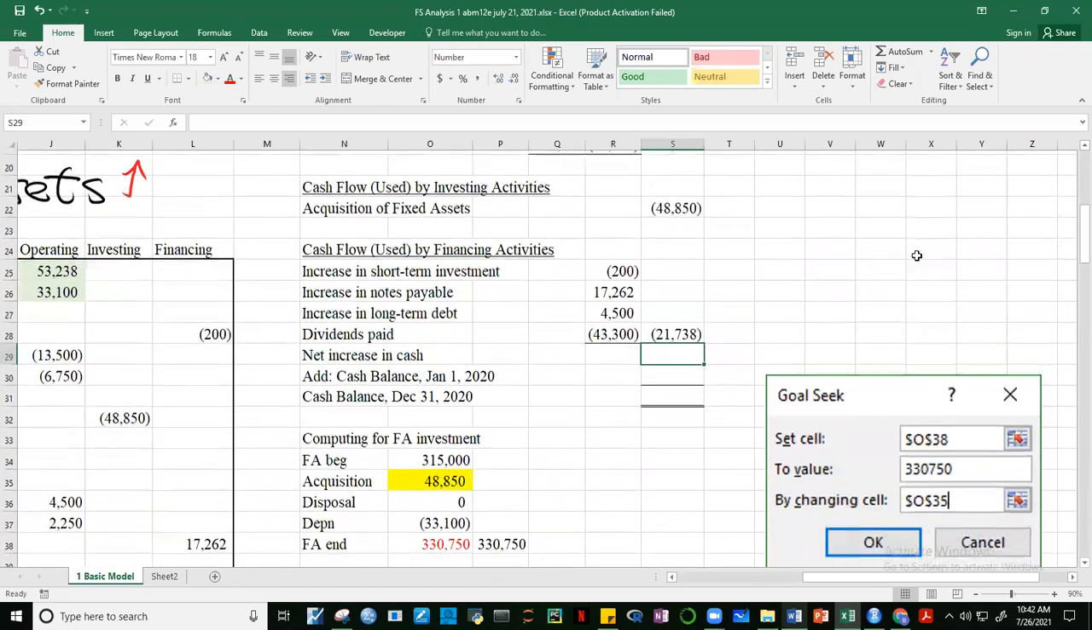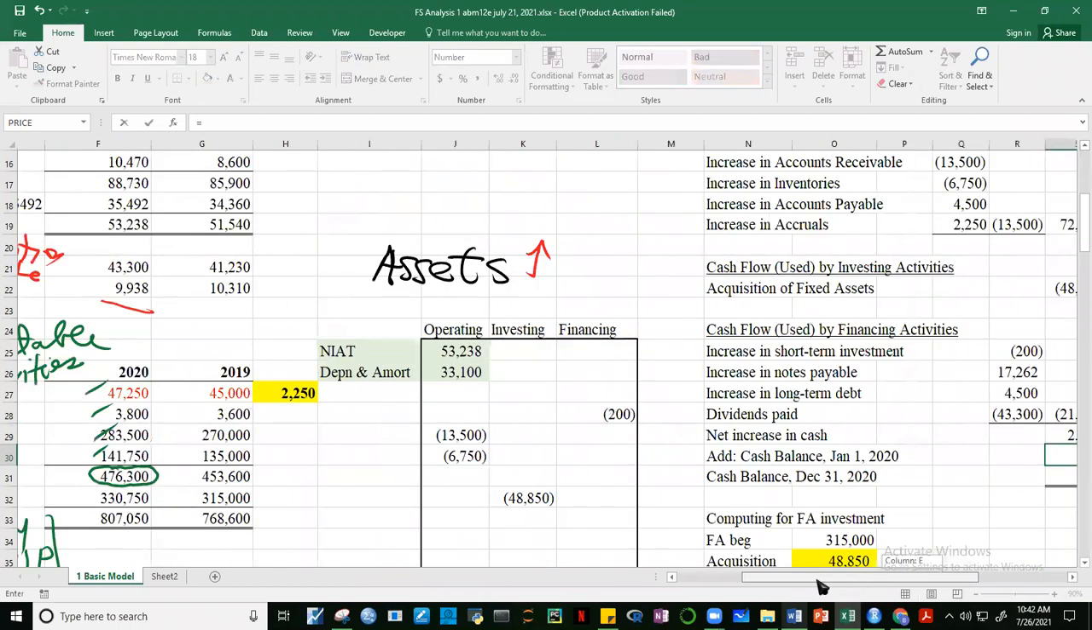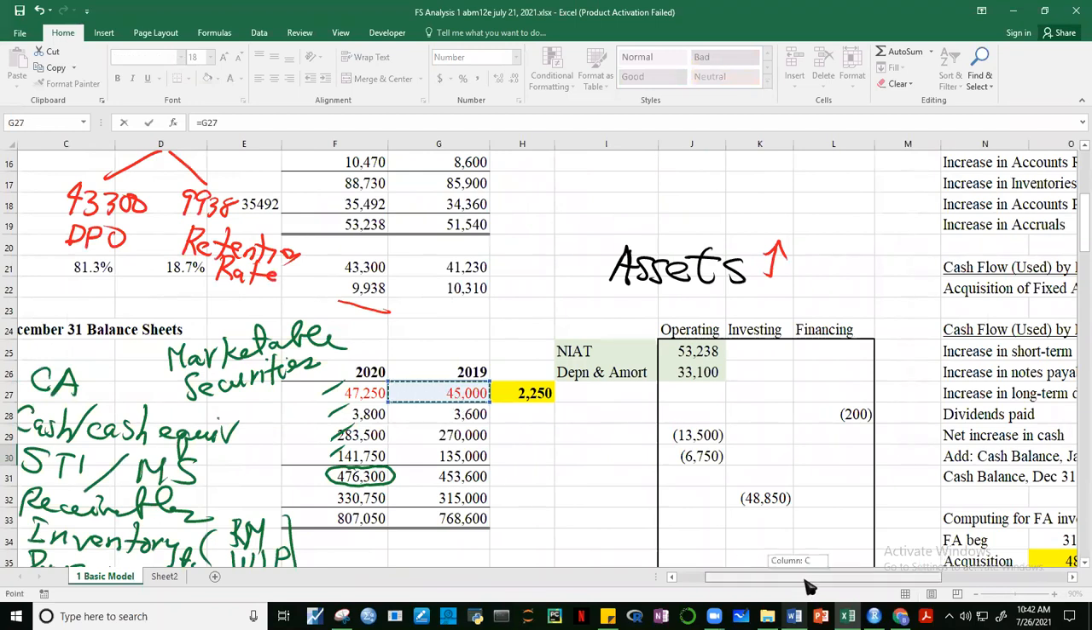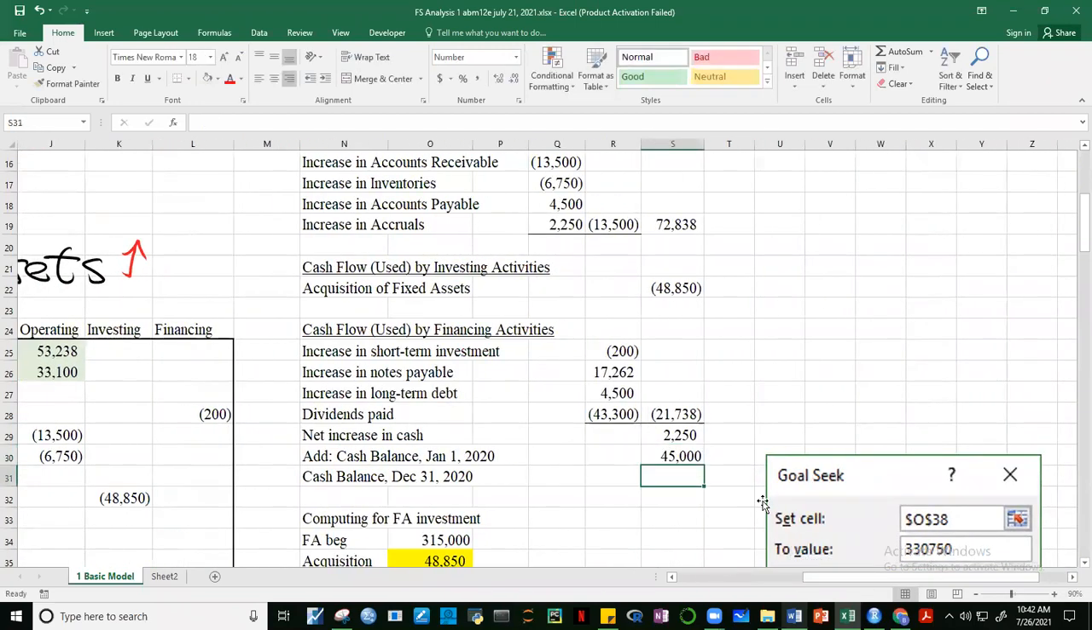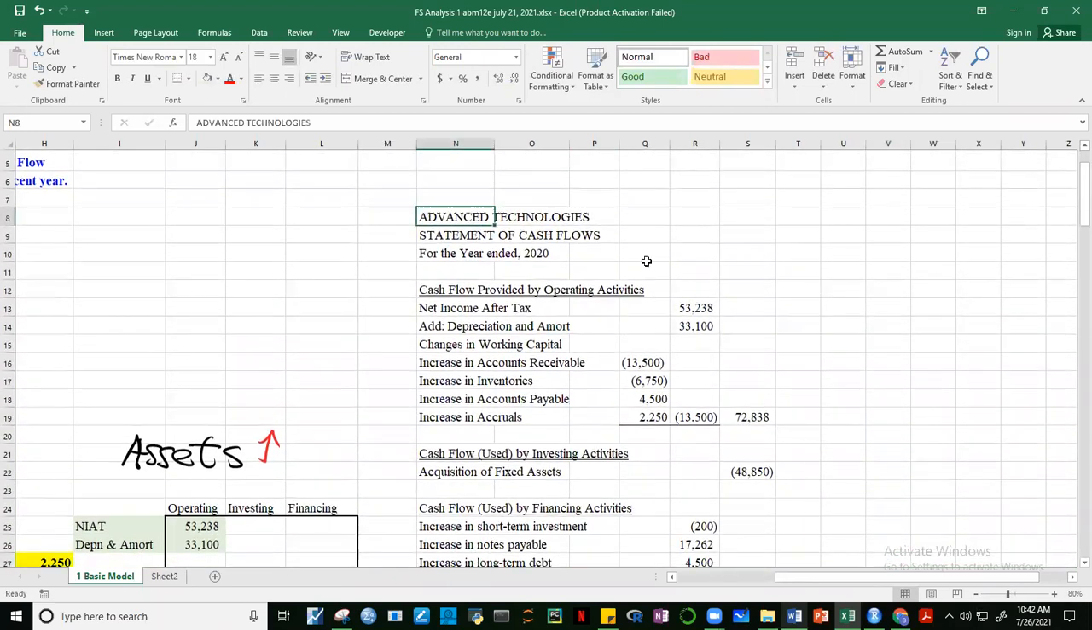21,738. Okay? So yung tatlo natin, guys, this operating, investing, financing, sum this up. Okay? So it's 2,250. Then, so that was the net increase in cash. Cash balance natin, how much was our cash at the beginning of the year? 45,000. There. Therefore, our cash at the end of the year is 47,250. Okay, so this is now our statement of cash flows in good form.